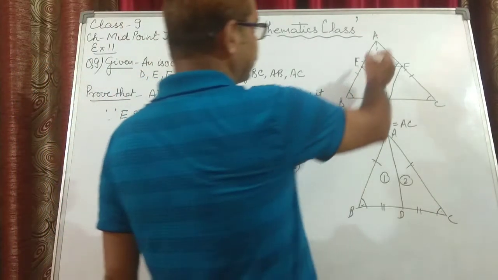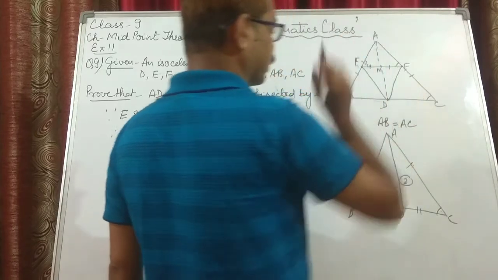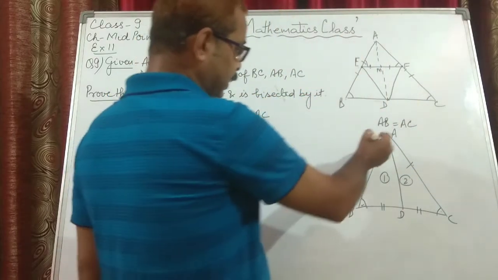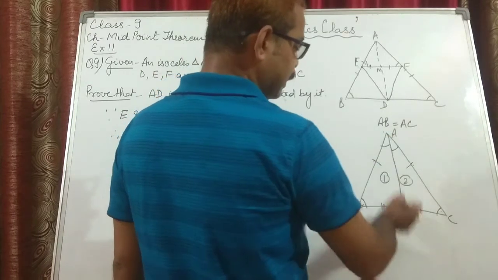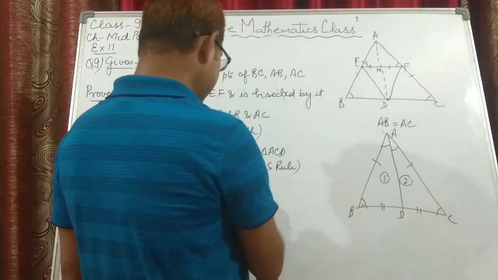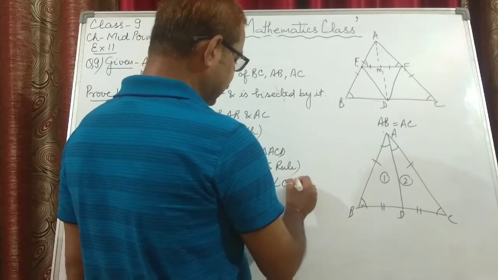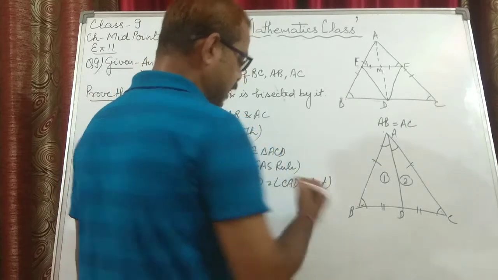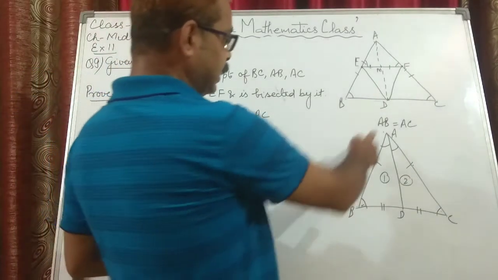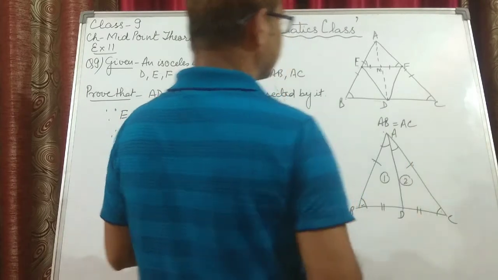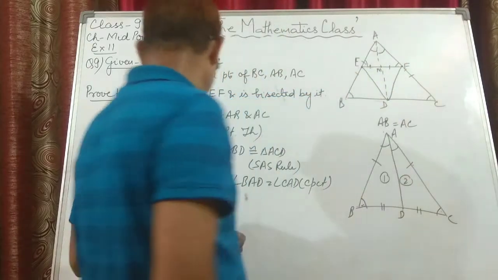Now we have already proved that this triangle ABD and ACD are congruent. When these two triangles are congruent, then we can say that this angle and this angle, means angle BAD will be equal to angle CAD, reason CPCT, and I hope you remember what is CPCT. So we can say that angle BAD and CAD are equal. So here also we can say that angle BAD and angle CAD are equal.